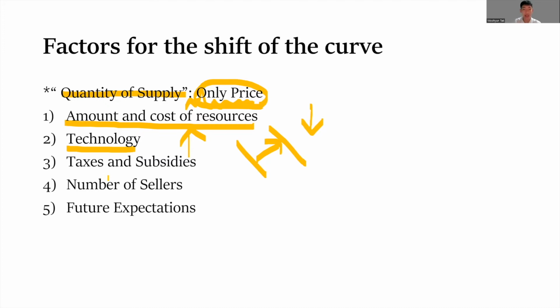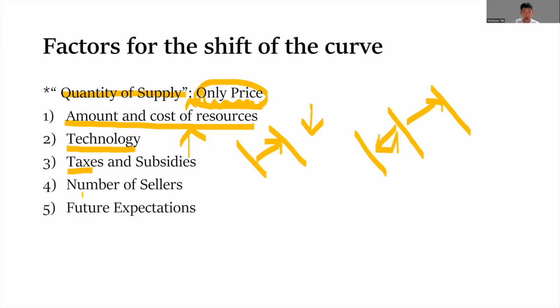Taxes and subsidies are government interventions and they also affect the supply. Taxes increase the production cost and will be a burden for firms, so the curve will shift to the left. However, subsidies will promote more quantity produced, therefore the curve will move to the right.